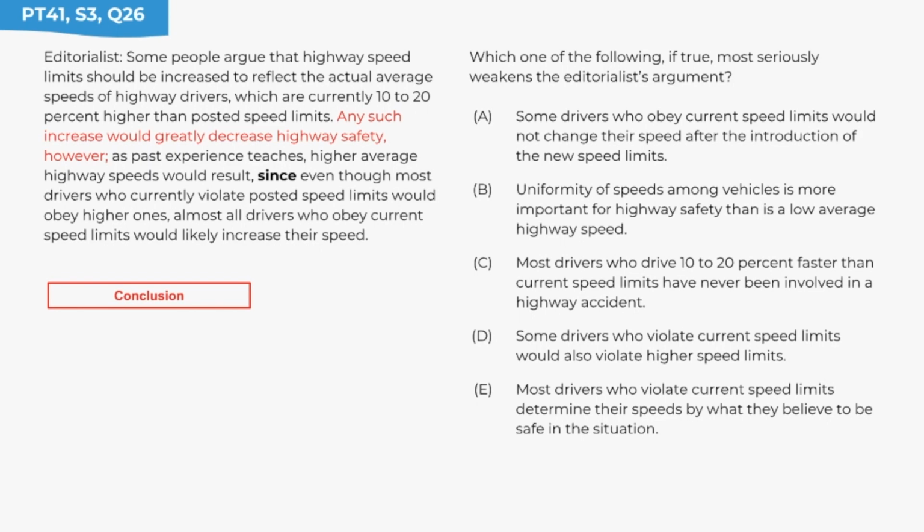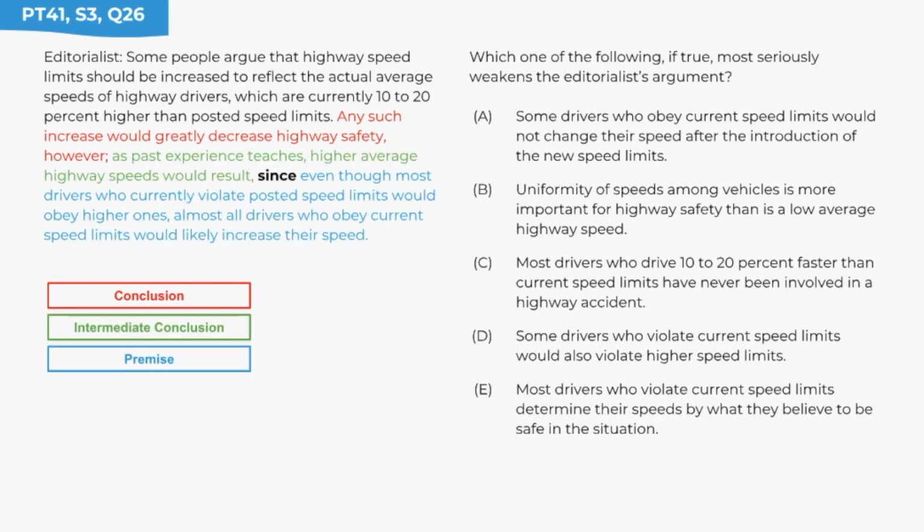What comes after the word "since" is evidence. What comes before it, because it's not the main conclusion, but it is a conclusion, is what we call an intermediate conclusion. So there's an intermediate conclusion here that says that, as past experience teaches, higher average highway speeds would result. And why is that?